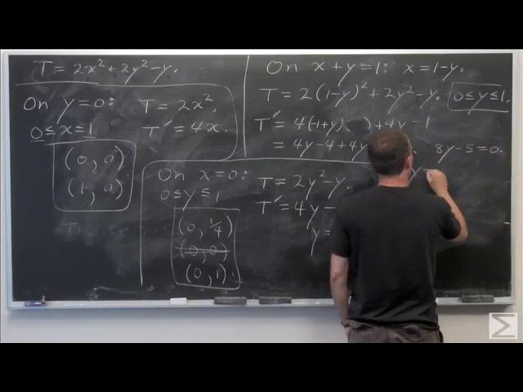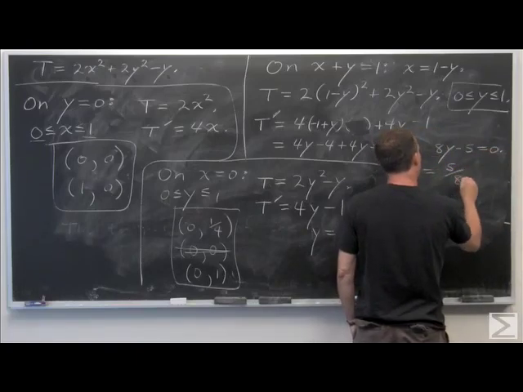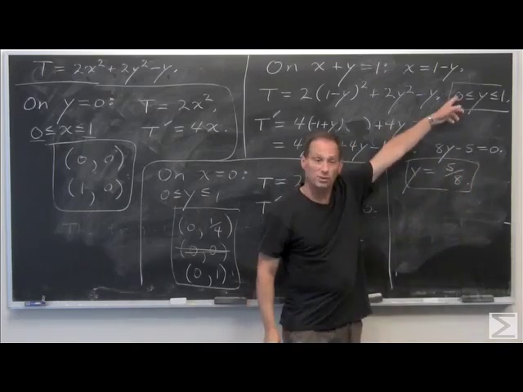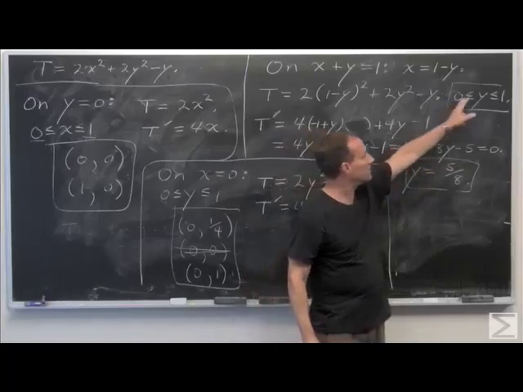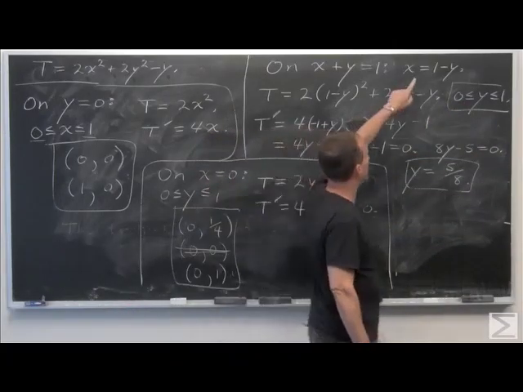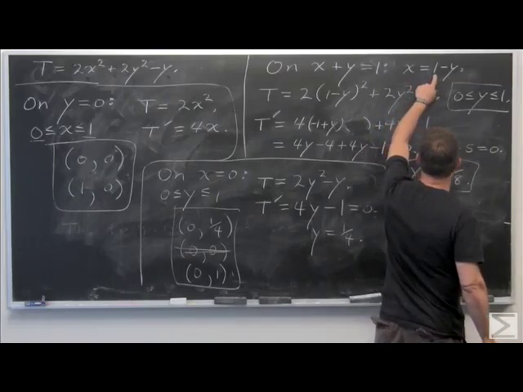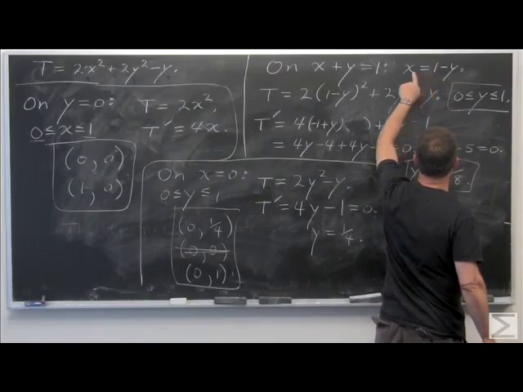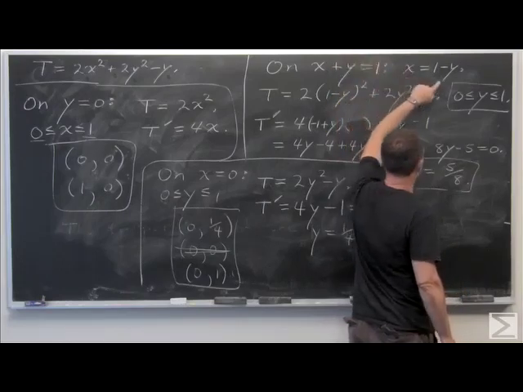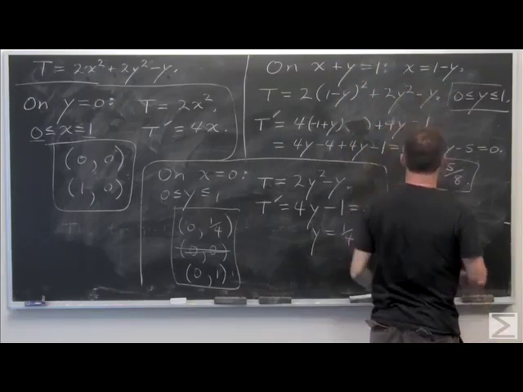So y equals 5/8. If we had gotten y equals 8/5, that would be outside this range and we wouldn't care. But 5/8 is between 0 and 1. So this is a place we have to check. And the x coordinate that corresponds to that, we're on the line segment where x plus y equals 1. So if y is 5/8, x is 3/8.